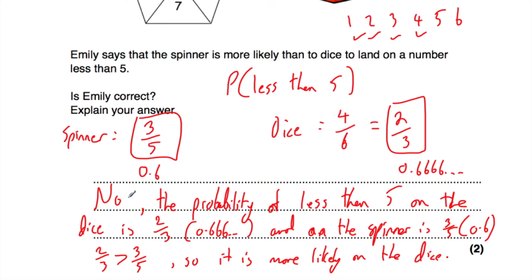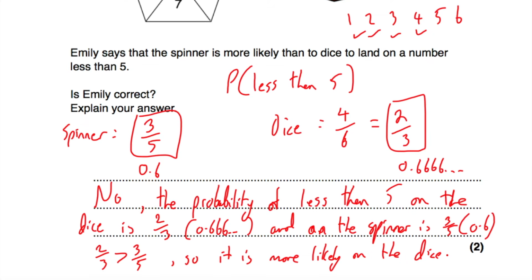I've just explained that no, the probability of getting a number less than 5 on the dice is 2/3, which is 0.6666, and so on. And on the spinner is 3/5, which is 0.6. And that means that 2/3 is bigger than 3/5. So it means it's more likely to get a number less than 5 on the dice than on the spinner. And that's it. So Emily's incorrect.